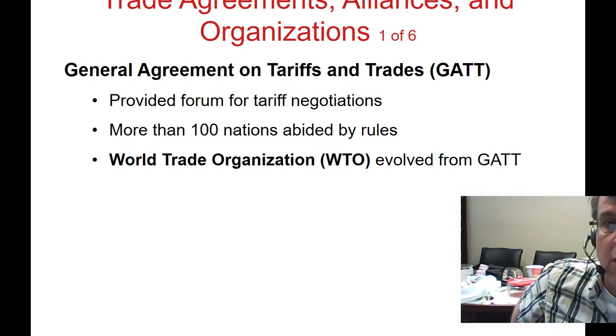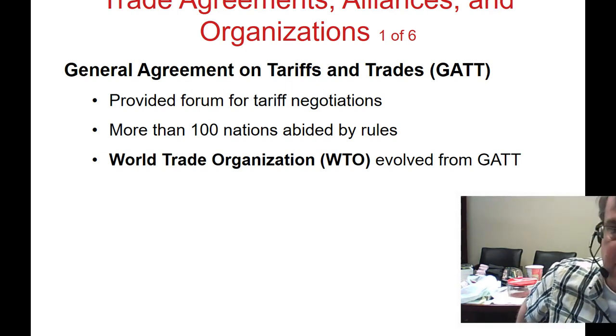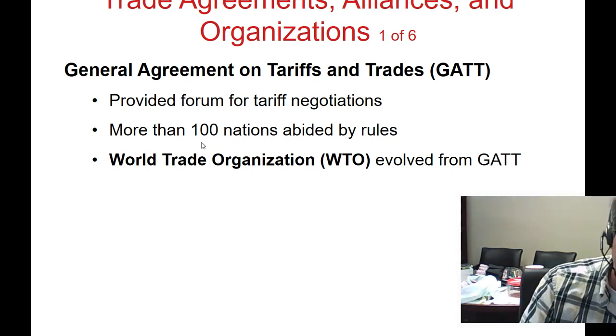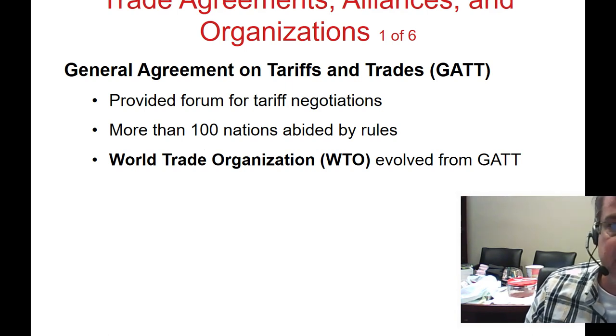Okay, so countries can file with GATT. They can go there and say, hey, XYZ countries, tariffs are too high, and so on. From that original 23, now there's over 100 nations that abide by GATT rules. We have the WTO, which evolved from GATT.